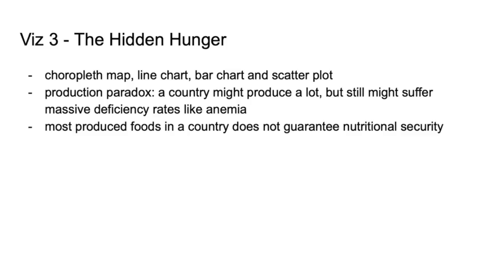For a third visualization, the hidden hunger, we made a choropleth map, a line chart, a bar chart, and a scatter plot. And this will visualize the production paradox. A country might produce a lot, but still might suffer from massive deficiency rates like anemia.